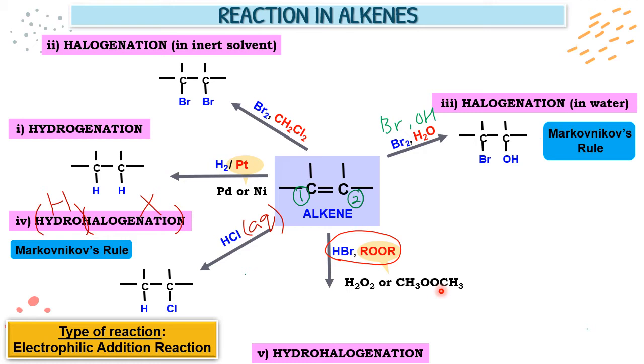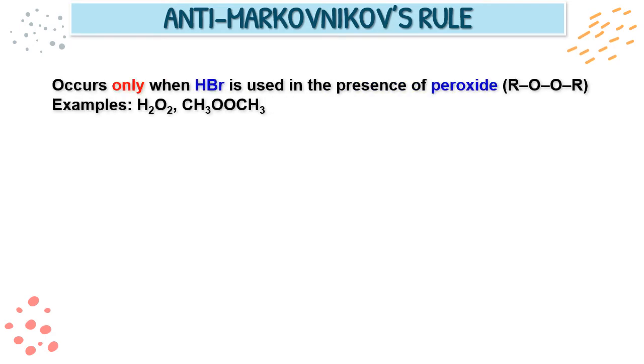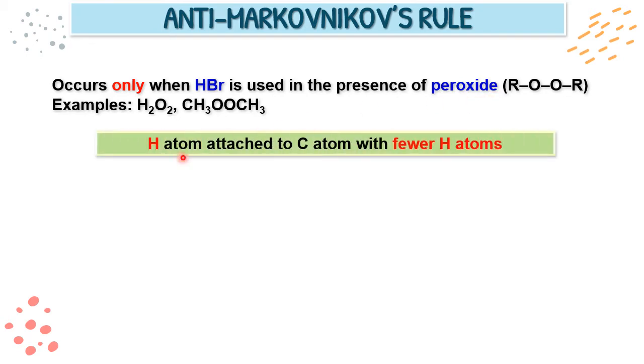HBr with peroxide. When adding HBr with peroxide into the alkene, the one that we're going to add is H and also Br. We're going to add it into the carbon-carbon double bond, but it will follow Anti-Markovnikov rule. So what does Anti-Markovnikov rule say? Like I mentioned before, it only occurs when HBr is used in presence of peroxide. The hydrogen atom will attach to the carbon with fewer hydrogen atoms. So what does it mean?